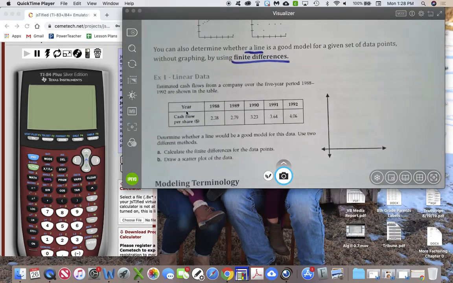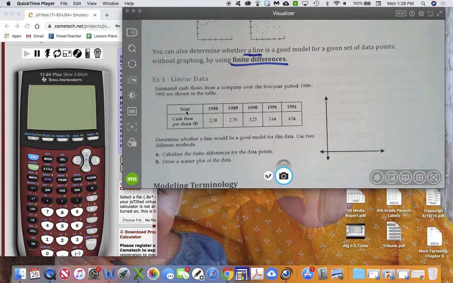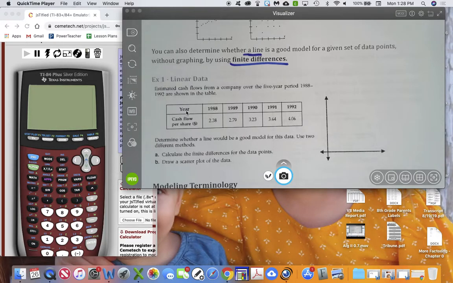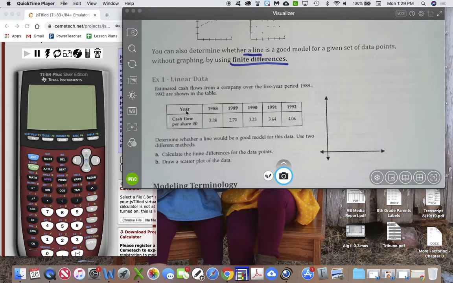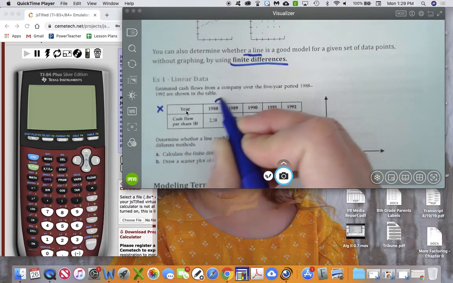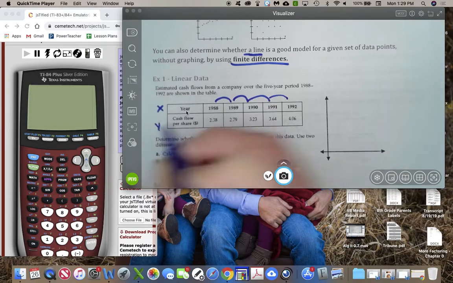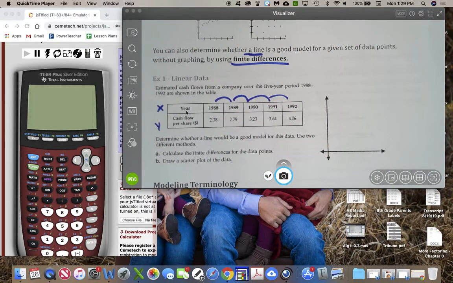Example 1. So I want to determine whether or not this is a good fit for a linear model. So I'm going to do finite differences is what it's called. So I'm looking at the x values, which are years. And those need to be going up by a constant number, right? From 88 to 89 is 1, 1, 1, 1. So we're going up by 1 every year, right?